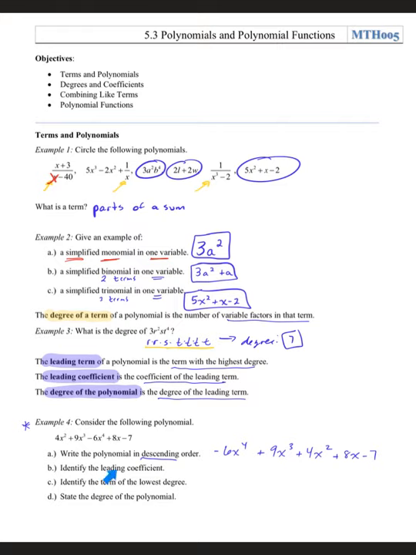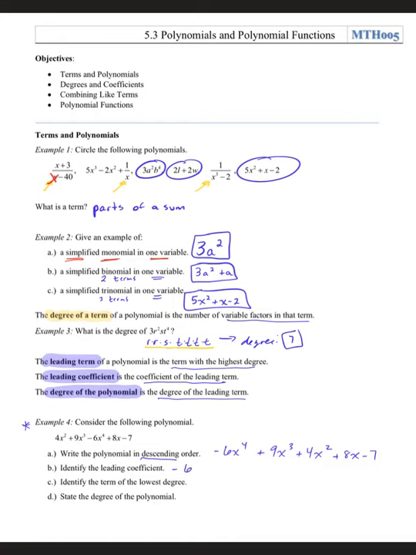The next thing is identify the leading coefficient. The leading coefficient is the coefficient of the leading term. If you need to remind yourself, the leading term is the term with the highest degree. This would be the leading term because it has the highest degree. Therefore, the leading coefficient is the coefficient of that, which would be a negative 6.